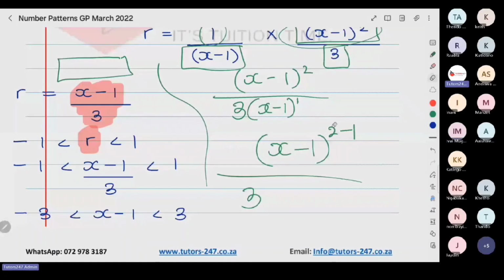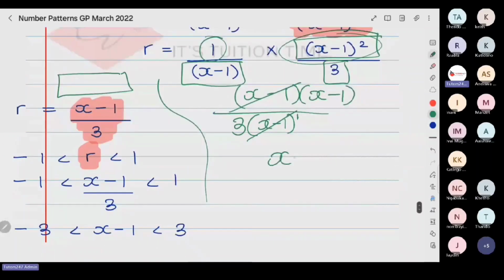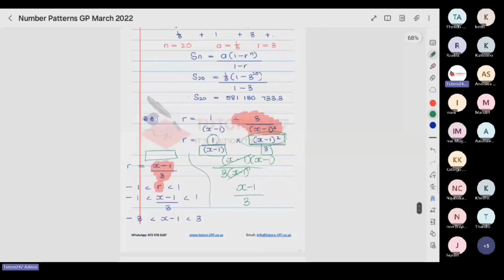Another way of doing that is to take note that because it's squared, it means you can repeat the bracket twice. And I think most people would prefer this method. You just cancel out 1. So that leaves you with x minus 1 over 3. You okay with that? Yes, sir. Thanks. Okay.